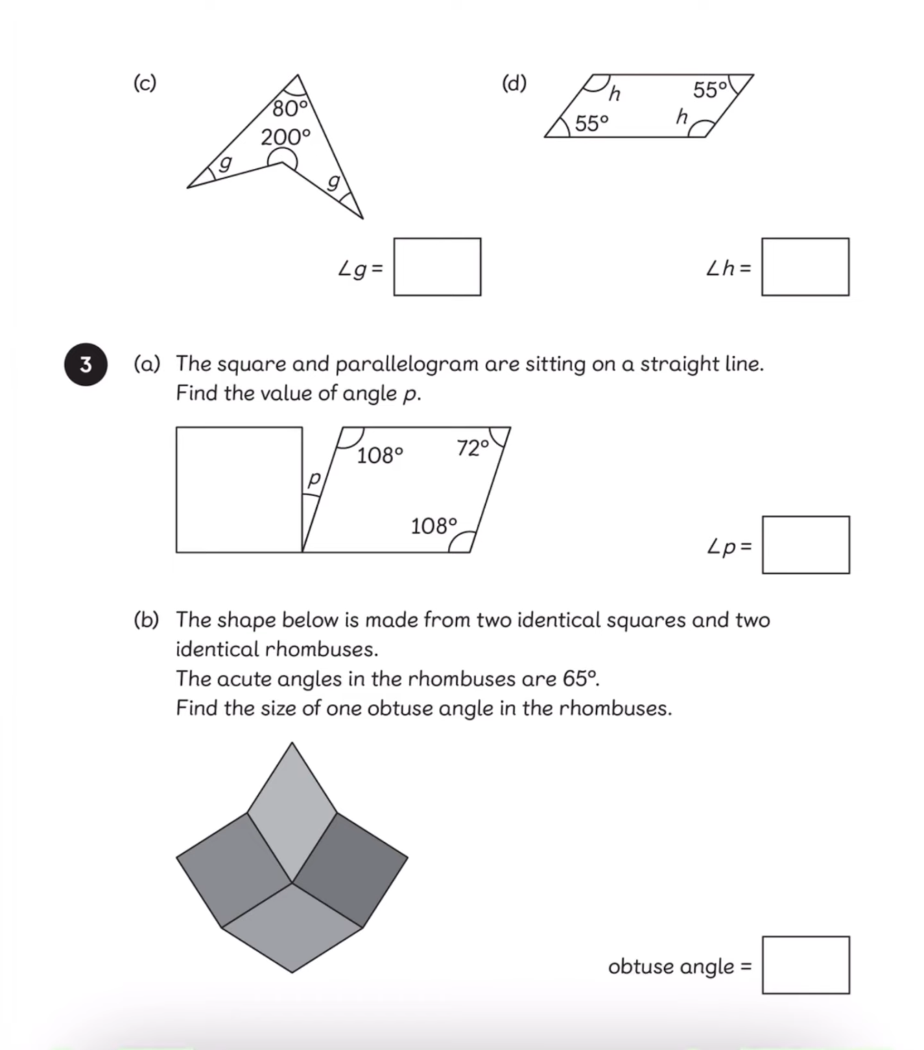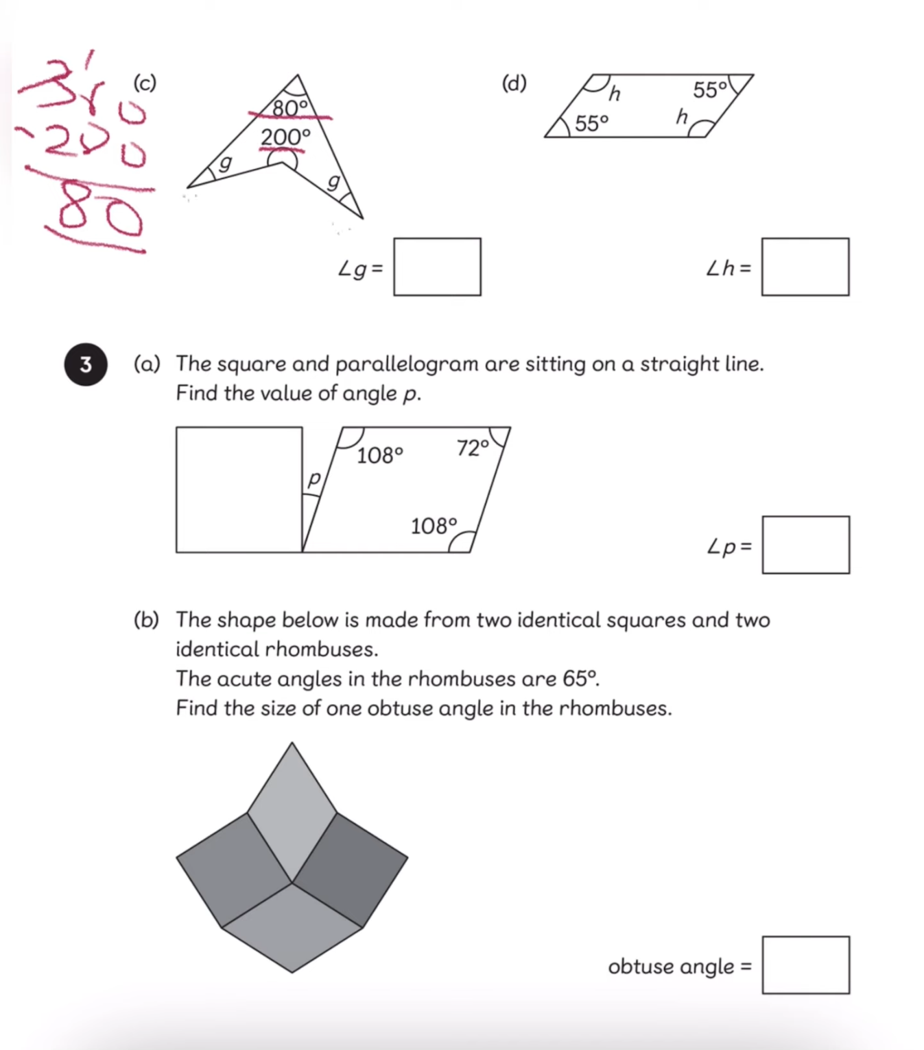Next question says, I have 80 degrees and 200 degrees, right? So our quadrilateral is 360. So 200 plus 80 is 280. 360 minus 280 degrees. Let's subtract. 6 cannot minus 8, so I make it 16. 16 minus 8 is 8. Now we know 80 degrees comprises both the G angles.